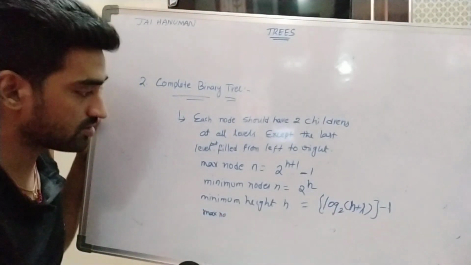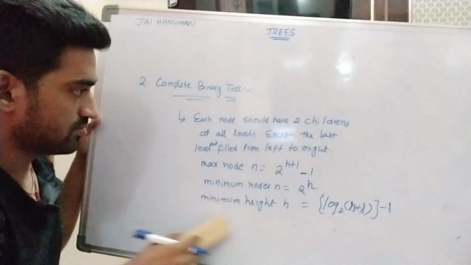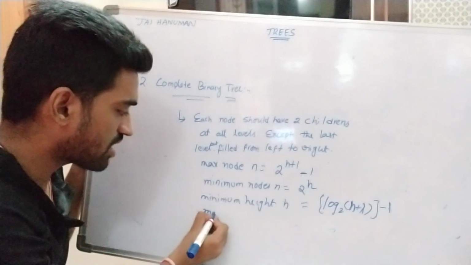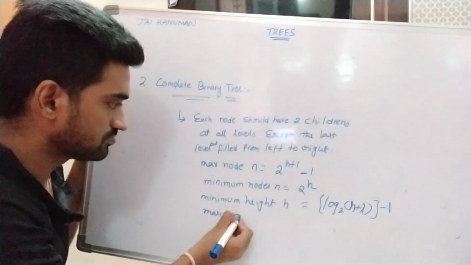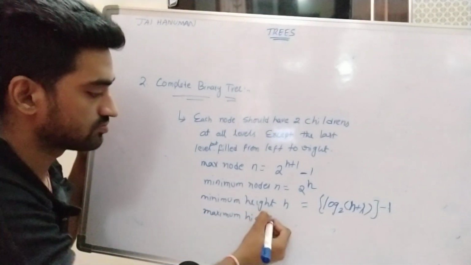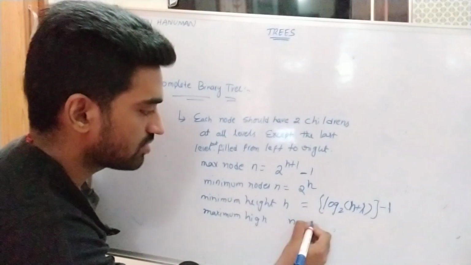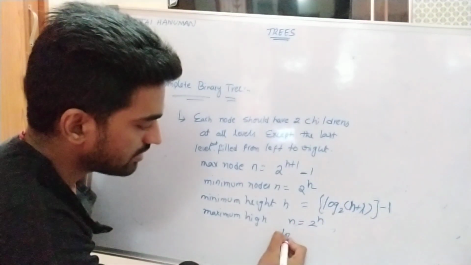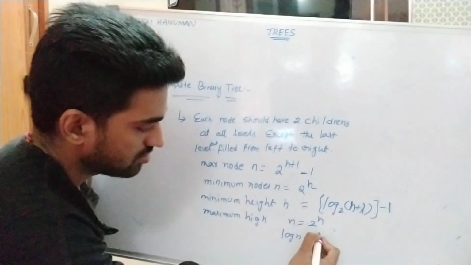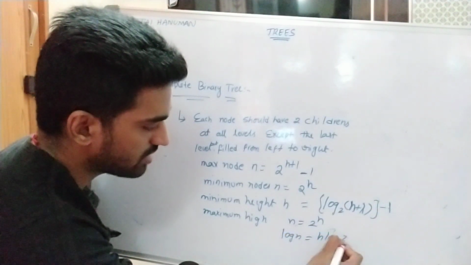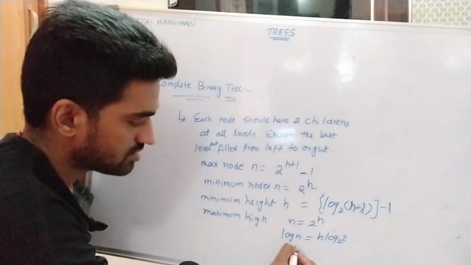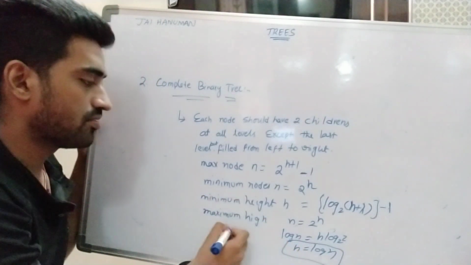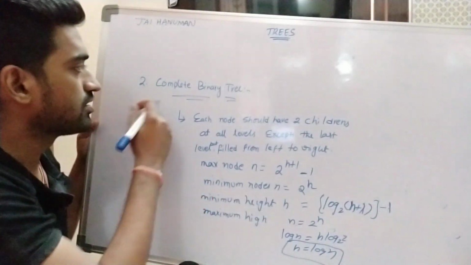Based on the minimum nodes we can find the maximum height. So that is n is equal to 2 power h. So on both sides we have to apply log. So log n equals h log 2 base 2, that is 1, so h is equal to log n. So this is the maximum height for a complete binary tree.